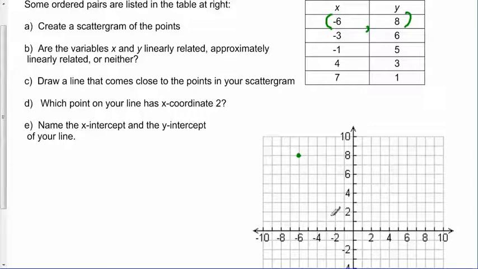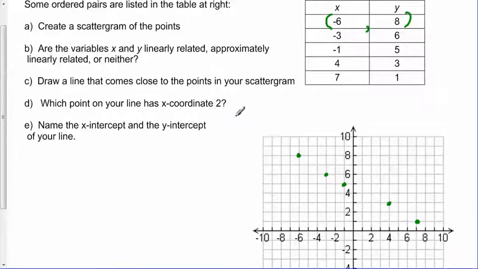And then we're going to plot negative 3, 6. So there's negative 3 and 6. And then we'll do negative 1 and 5. Negative 1 and 5 is right there. 4 and 3, go 4 and then up 3. And then finally 7 and 1. So from the origin, go over 7 and up 1. Okay, so there we've created the scattergram of the points.